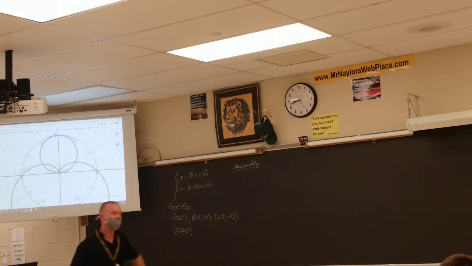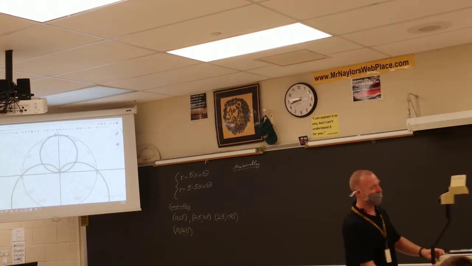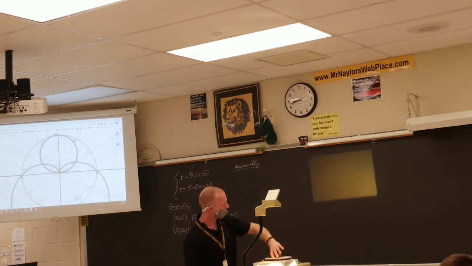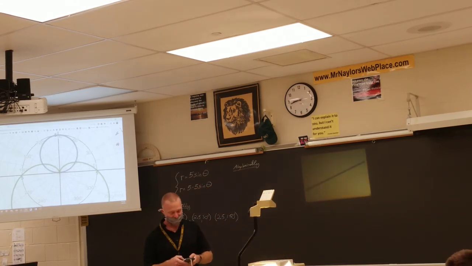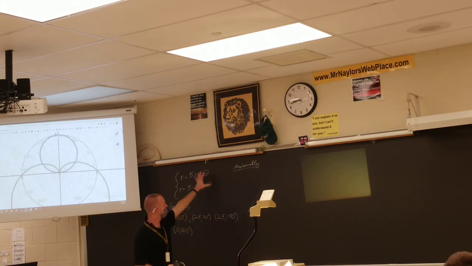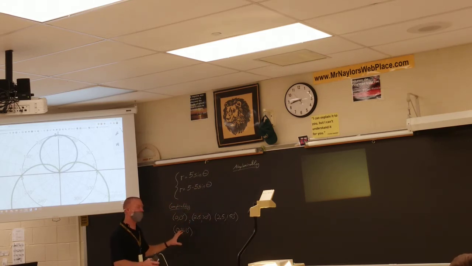Now, here's the part that sometimes can be a little sketchy. People are kind of like, really? I didn't realize that would happen. And that is that these points need to actually work in the equations. What do I mean these points need to work in the equations? Well, if you plug in 0 degrees or 30 degrees or 150 degrees into these equations, they would have to actually come out to be the correct R value.